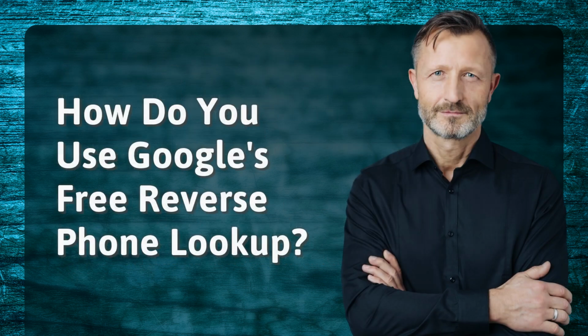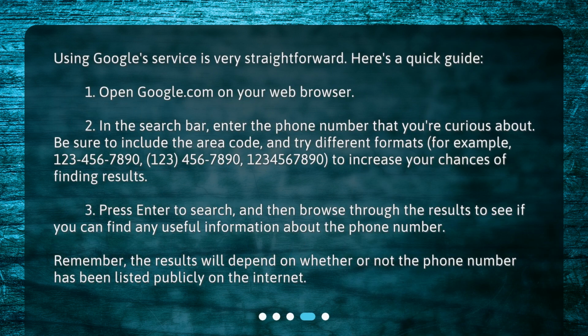How do you use Google's free reverse phone lookup? Using Google's service is very straightforward. Here's a quick guide. 1. Open google.com on your web browser. 2. In the search bar, enter the phone number that you're curious about. Be sure to include the area code and try different formats.